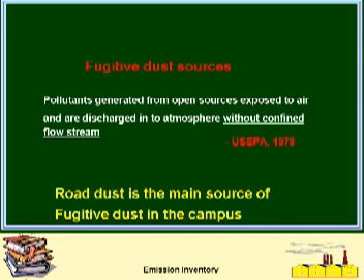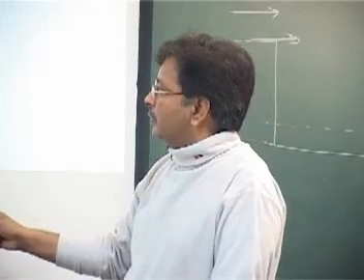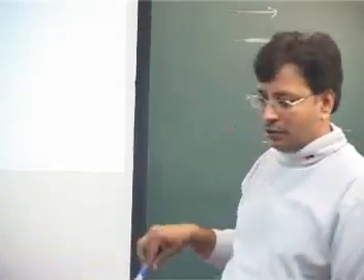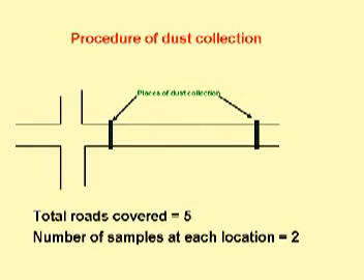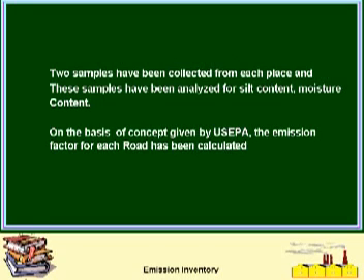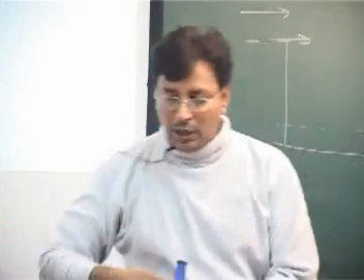So what the students did, they took a certain area, took how many square meters it was, and then they vacuum cleaned it, and then they wanted to find out how much is the loading of the particles which is there on the road. Total road covered, 5 number of samples taken, each site locations were 2, and 2 samples were collected from each place, and these samples were analyzed for silt content, moisture content, and on the basis of the concepts given by US EPA, the emission factor for each road has been calculated.